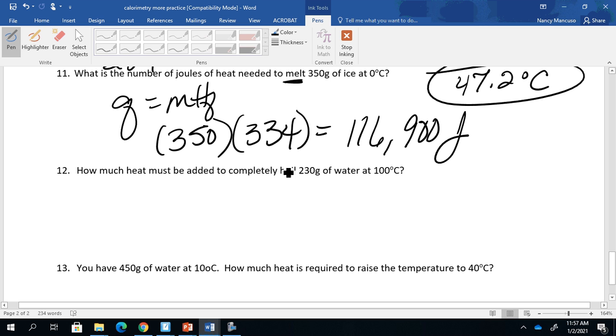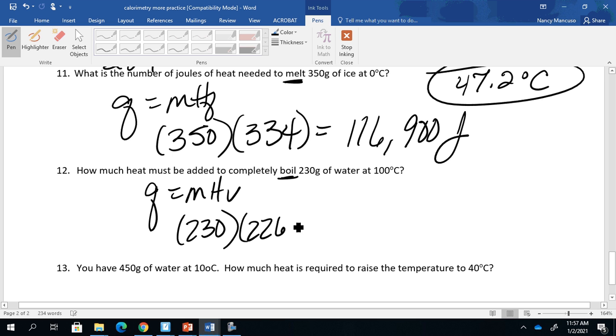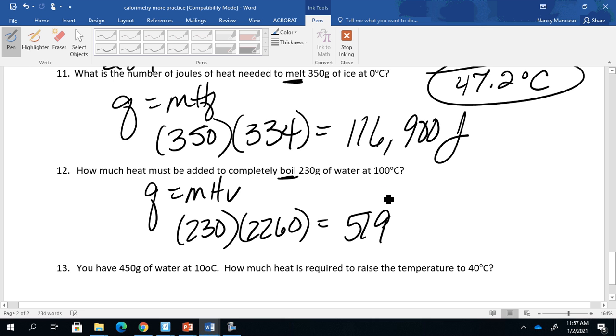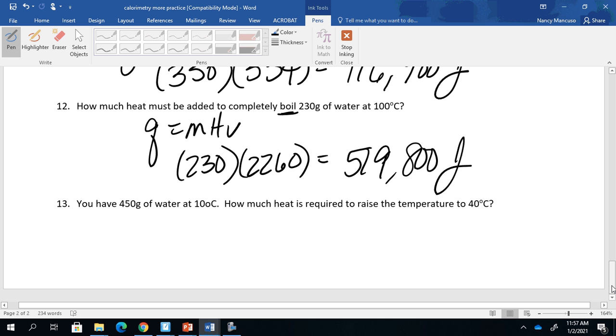All right, how much heat is needed to completely boil? All right, Q equals M HV if I'm boiling. So the mass is 230. Boiling it is 2260. This is going to be an even bigger number. 230 times 2260 is equal to 519,800 joules. All right. Ooh, we are on to our last problem.